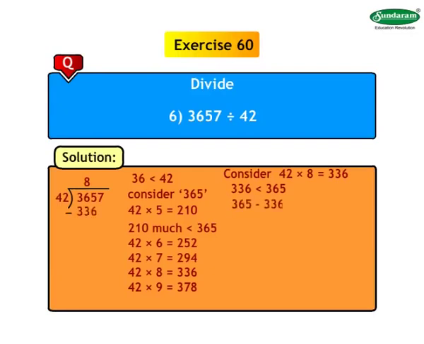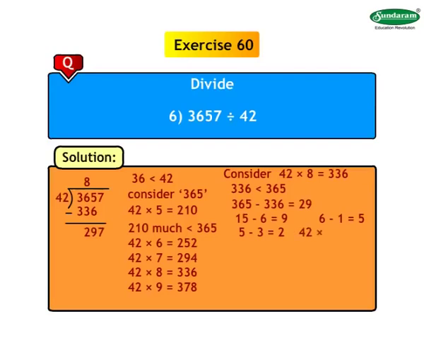365 minus 336. 6 cannot be subtracted from 5. Borrow 1 tenth from 6 into units place. Therefore, 15 minus 6 is equal to 9. 6 minus 1 is equal to 5. 5 minus 3 is equal to 2. Therefore, 365 minus 336 is equal to 29. Write 7 next to 29.